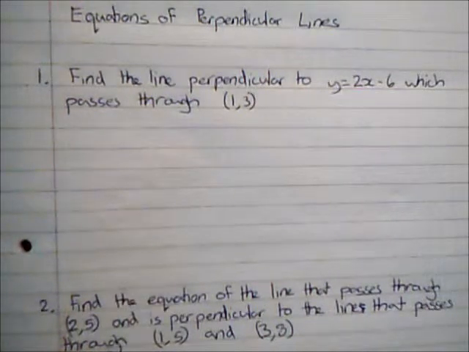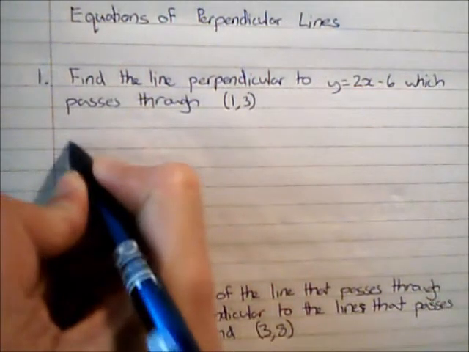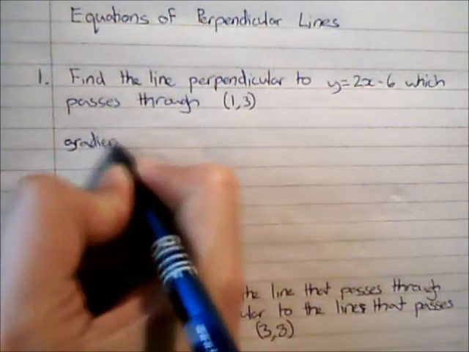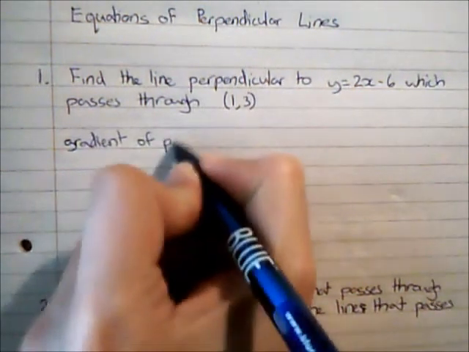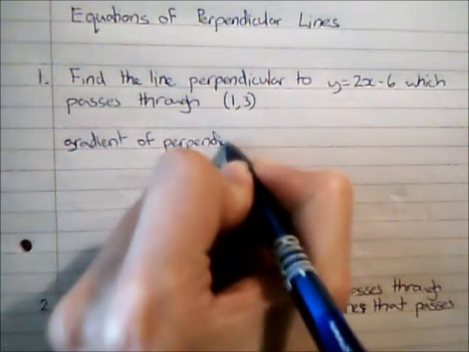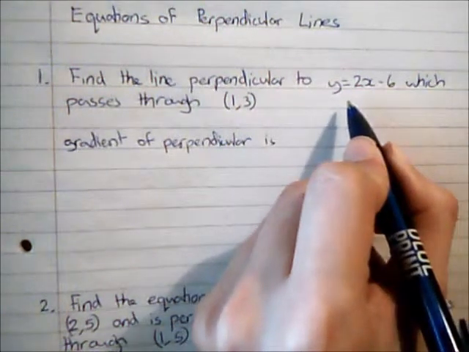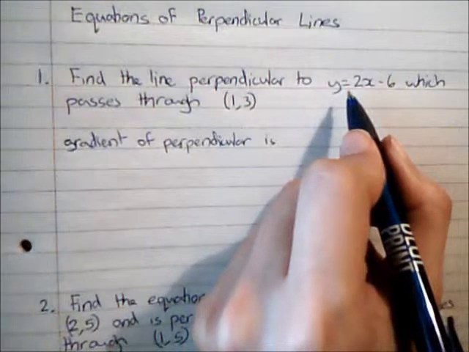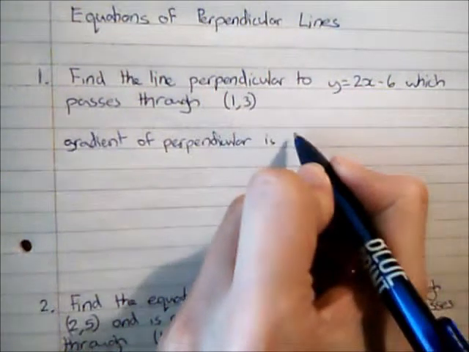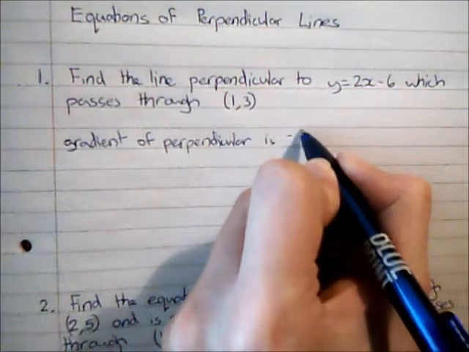Now this first question, we're given the equation of a line in the form y equals mx plus c, and we're told to find the equation of a line perpendicular to that which passes through a specific point. So I'm just going to find the gradient of the perpendicular line, and that's the negative reciprocal of the gradient of the original line. The original line has a gradient of 2, so its perpendicular line has a gradient that must be negative, and it's just going to be 1 over 2.